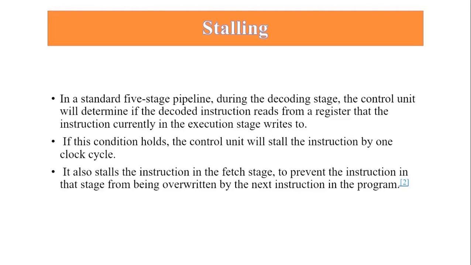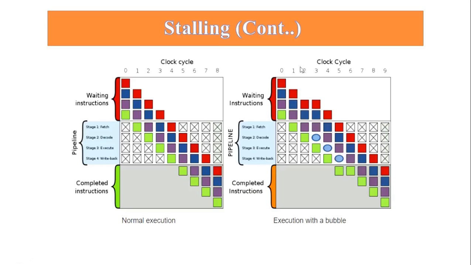Pipeline stall is a delay in execution of an instruction in order to resolve a hazard. In a standard 5-stage pipeline, during the decode stage, the control unit will determine if the decoded instruction reads from a register. If this condition holds, the control unit will stall the instruction by one clock cycle. Due to this, we can resolve the hazard. And this is the concept of stalling.